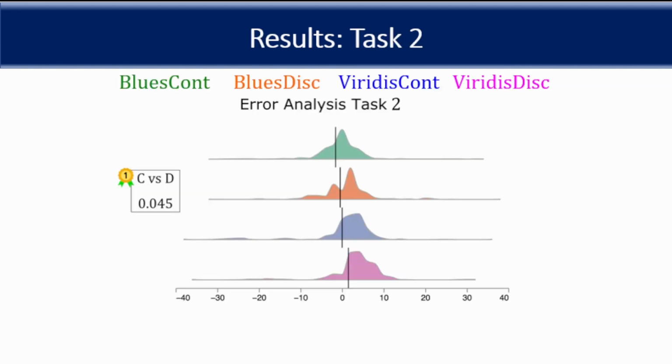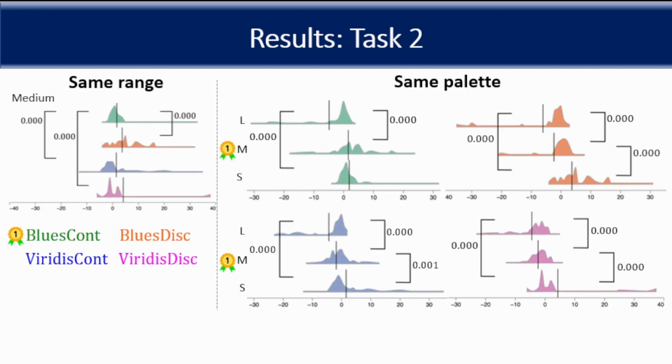When we asked participants to select a cell with a given value by clicking on it, we saw significant differences between continuous and discrete palettes, the first one being the best. But there were no significant differences between blues and Viridis. When we compared them individually, there were no differences either. When we divided by ranges, we only saw differences in the medium range between blues continuous and the others, it being the best one.